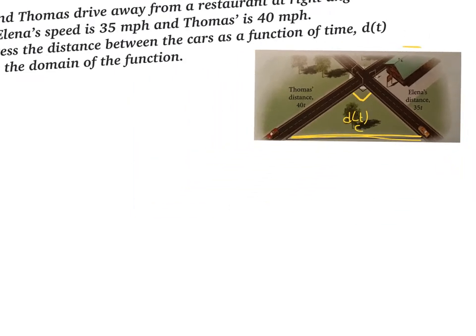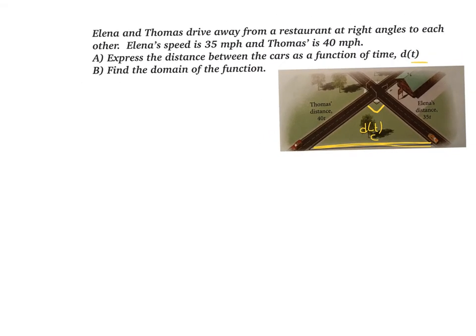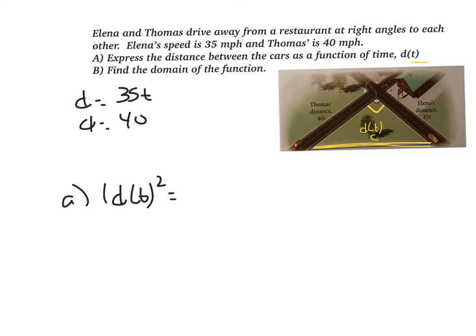So let's see what happens when we do that. All right, I can just do the Pythagorean theorem. D of T, which is really the y, or the hypotenuse, squared. Let's do this first. How far did they go? Elena went this far. Distance is rate times time. We don't know how long they were gone. Thomas also went rate times time. He went 40t. So I'm going to take the 35t and square it, and I'm going to take the 40t and square it, and just work that out.